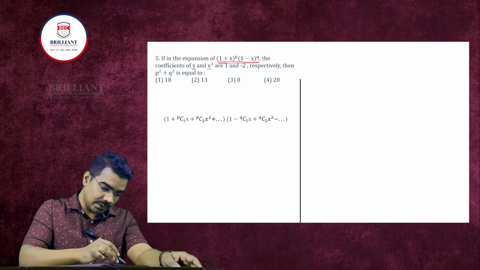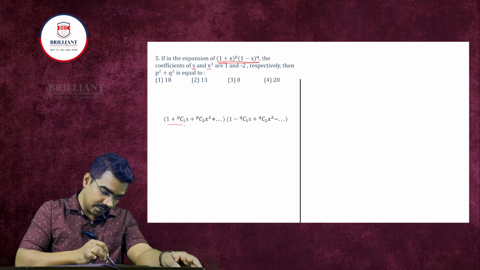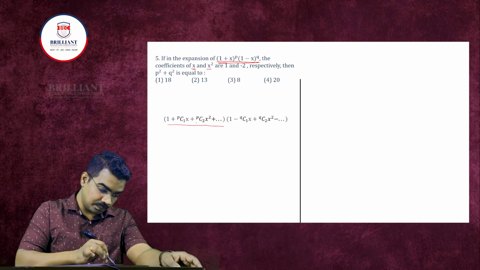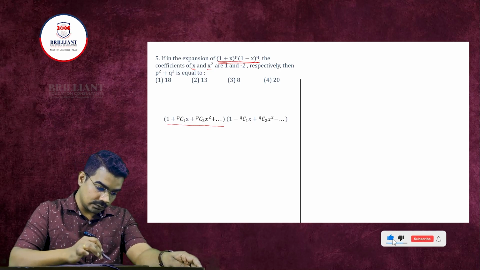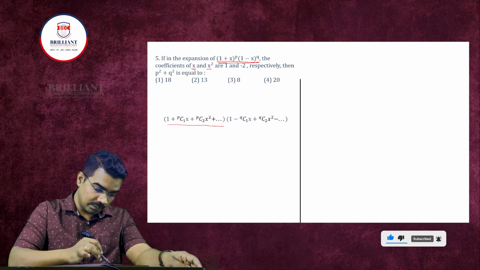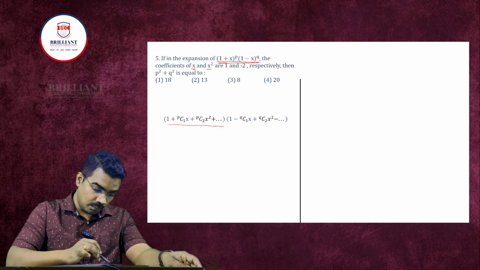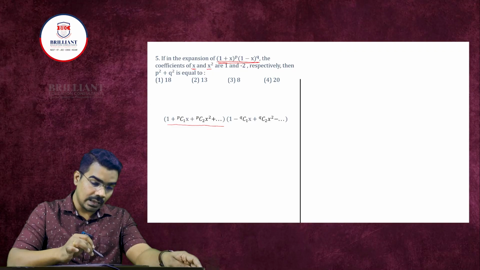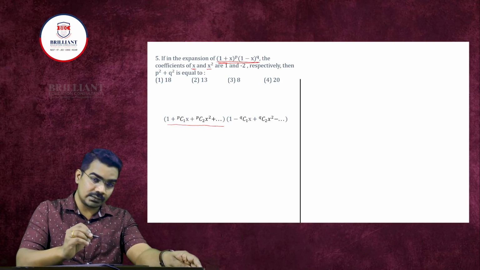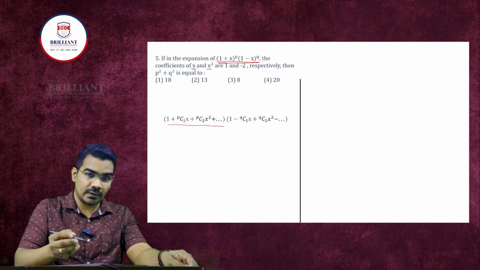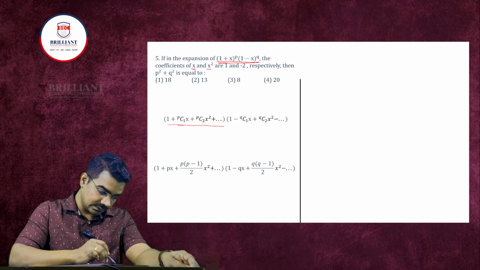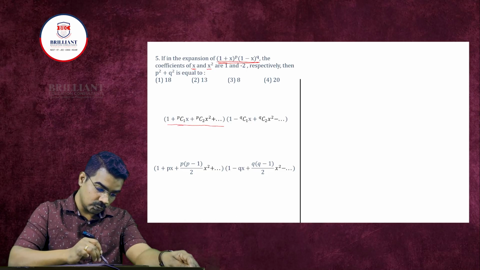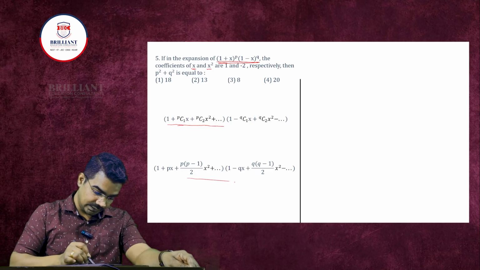So when you are expanding 1 plus x the whole raised to p, you get 1 plus pC1 x plus pC2 x square plus etc. The remaining we don't need actually. So the second one, 1 minus x the whole raised to q, will be 1 minus qC1 x plus qC2 x square, again negative. So we are only interested in the coefficients of x and x square, so no further terms are required. So converting pC1, pC2, qC1, qC2, we get these.